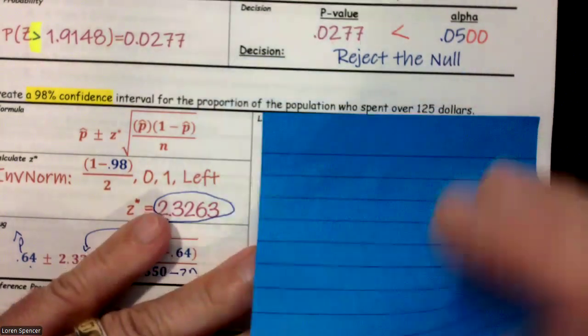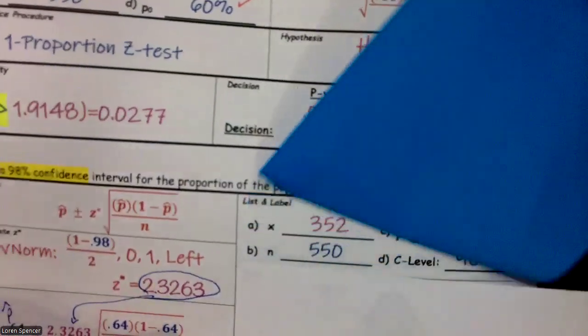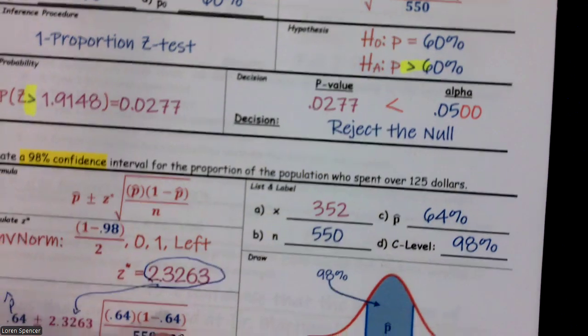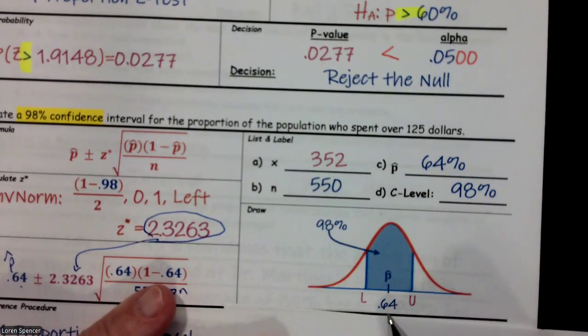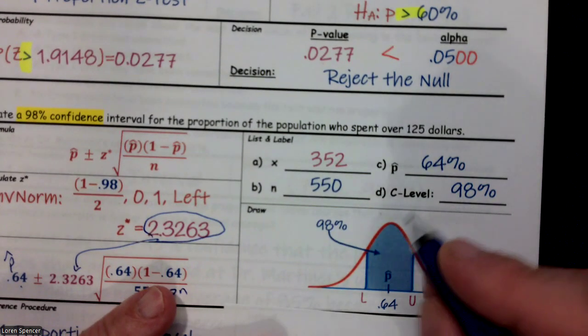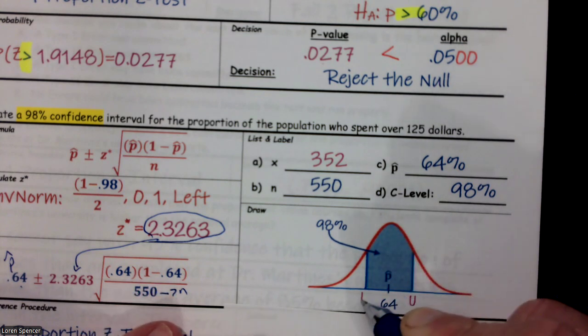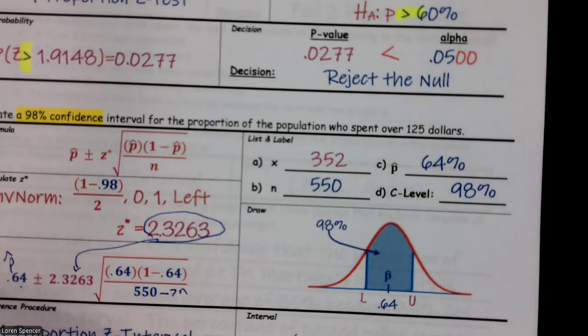But when we actually go to draw this, the hypothesis test was centered on the population, whereas the confidence interval will be centered on p hat. All right, so we need to be centered on p hat. This area right here that we're looking for is 98%. We know that we're going to have a lower bound and an upper bound and a p hat of 0.64. So let's go ahead and run this test.